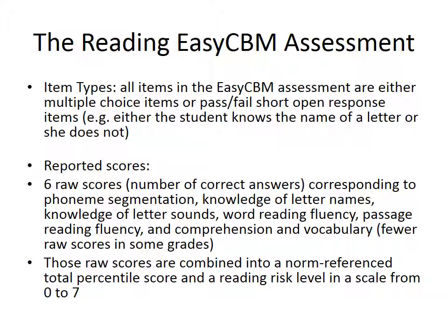These 6 raw scores are for phoneme segmentation, knowledge of letter names, knowledge of letter sounds, word reading fluency, passage reading fluency, and comprehension and vocabulary. In some grades there are fewer than 6 raw scores. For example, after 3rd grade, there's no score for knowledge of letter names. Then those raw scores are combined into a norm-referenced total percentile score from 0 to 100 and a reading risk level on a scale from 0 to 7.